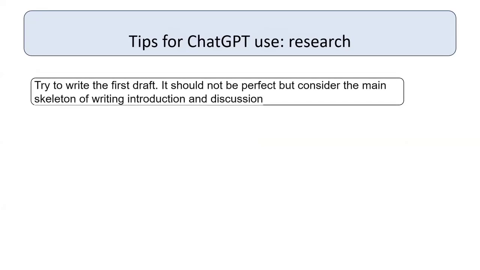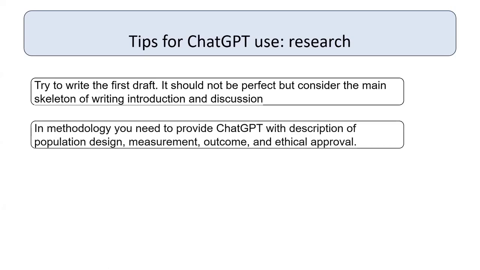And for research, try to write the first draft. It should not be perfect, but consider the main skeleton of the writing, introduction and discussion, as we mentioned before. Write the draft by yourself, follow the instructions on how to write the introduction and how to write a discussion, and put these bullet points for ChatGPT as a guide on how to lead the introduction and discussion.